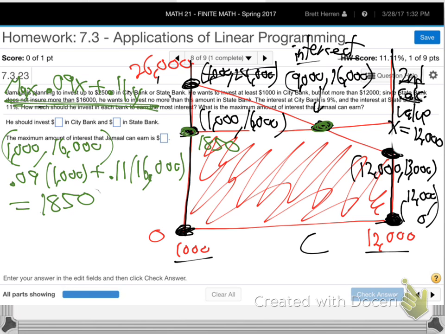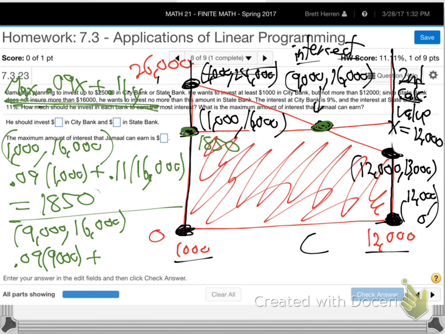How about this one? Now we'll plug in 9,000, 16,000 to get 0.09 times 9 plus 0.11 times 16. So we got an answer there? 2570. A little bit more. That's probably the better answer. Well, it's better. I'm not sure it's best. Let's try this one over here now. So now I'm kind of running out of room again. So the third one.